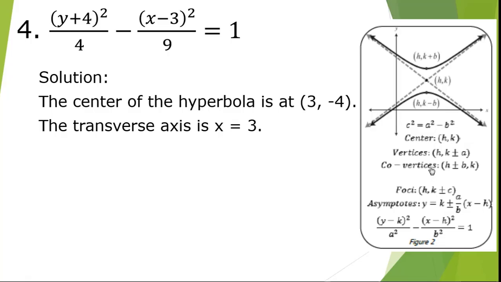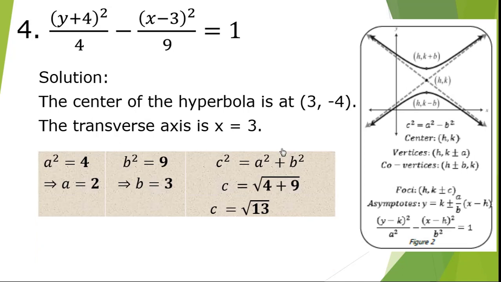These are the coordinates of the corresponding center, co-vertices, vertices, foci, and asymptotes that are required in this problem. So moving on, by inspection, we have a squared equals 4, giving us a equals 2, and b squared equals 9, giving us b equals 3. And solving for c in terms of a and b, we start off with, this is supposed to be plus, a squared plus b squared, so that's 4 plus 9, that's 13. And then we have the value of c equals square root of 13.